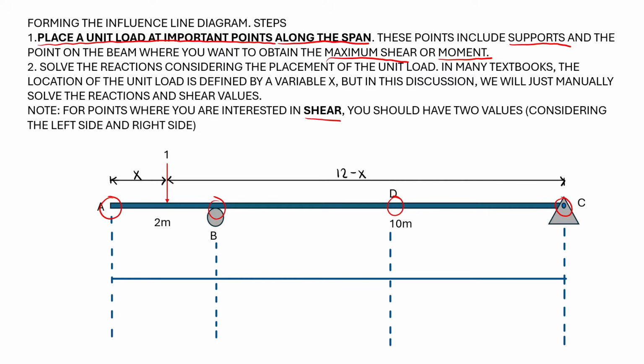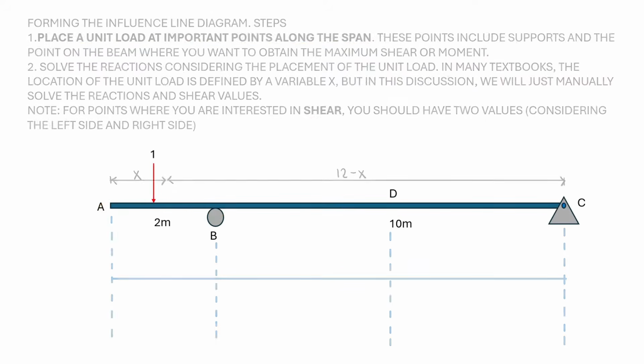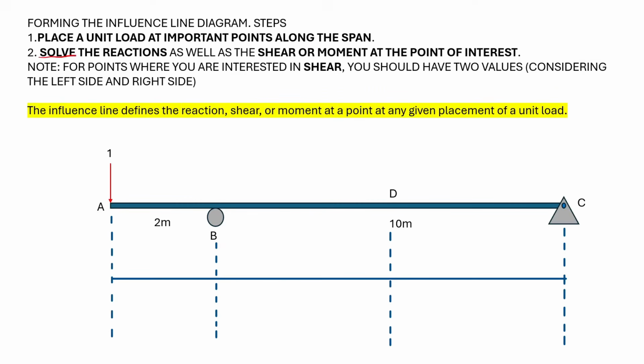And so let's move our load to the overhanging part, and then we'll solve the reactions as well as the shear or moment at the point of interest, which is D. Now just to reinforce the concept, the influence line defines the reaction, shear, or moment at a point at any given placement of a unit load. And so that means that when we are placing a load at the overhang, we are not calculating the shear at that point. Instead, when we place the load at the overhang, we want to know the shear that it will cause at D, because we are actually interested in the maximum shear at D for this particular problem.